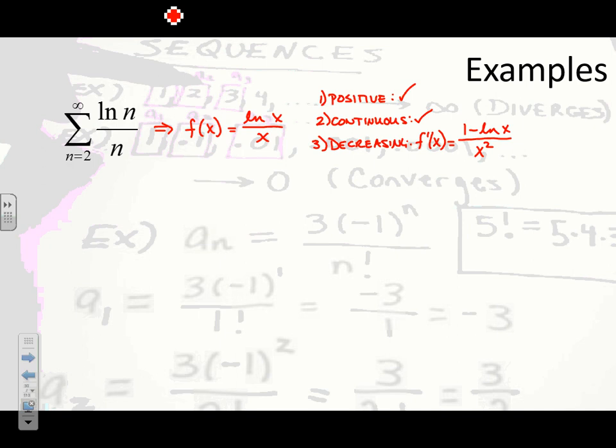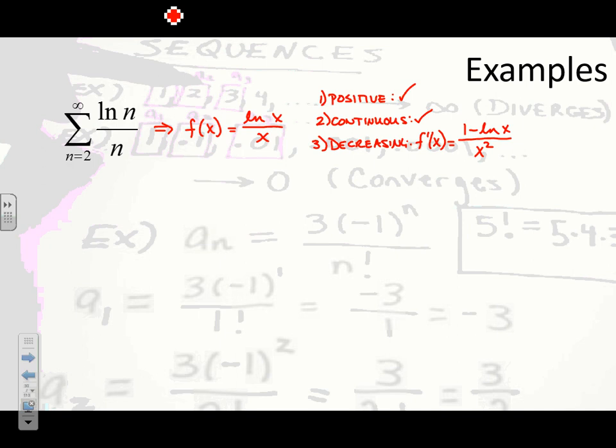Now, this one brings up an interesting case. If we think about this idea of decreasing, decreasing means that our derivative has to be negative, right? If the derivative is negative, then we know that our original function is decreasing on that domain.